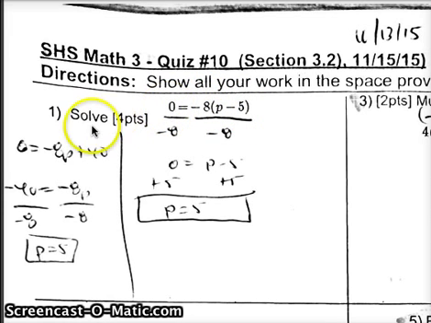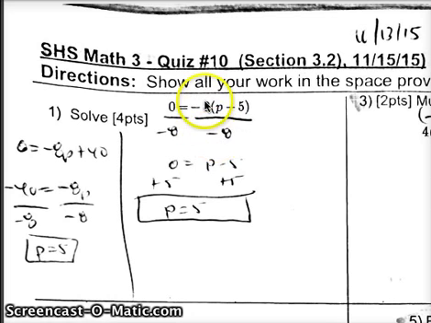If I was doing the problem, because I'm a little more experienced, and as you become more experienced as a math student, you'll recognize that you don't always need to distribute. Here I have multiplication, negative 8 times this expression, so I'll divide both sides by negative 8. 0 divided by negative 8 is 0, so I'm left with 0 equals p minus 5. The negative 8s would cancel. Add 5 to both sides, p equals 5.